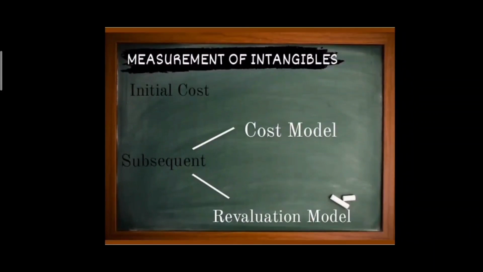The key difference between the cost model and the revaluation model is that the value of non-current assets are valued at price spent to acquire the asset under the cost model, while assets are shown at fair value, an estimate of the market value, under the revaluation model.